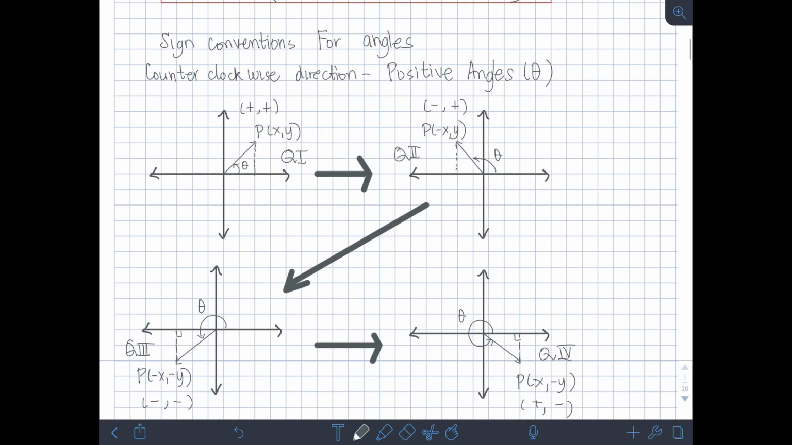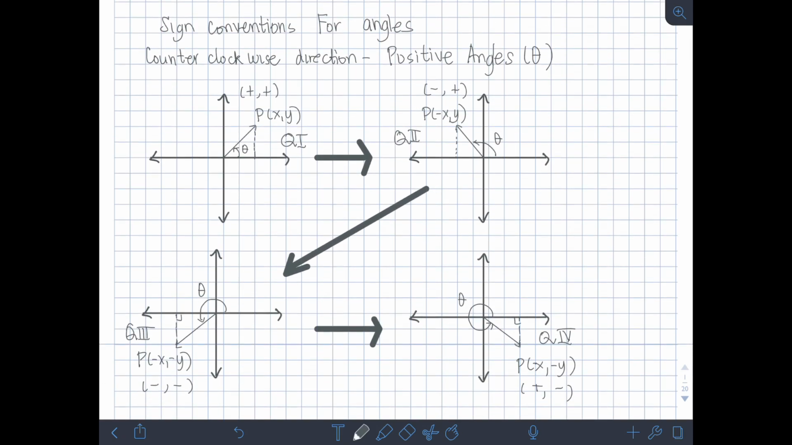So, ito yung sign conventions pala natin for angles. So, kapag magro-rotate tayo ng angle in counterclockwise direction, meaning pag ganun, positive yung angles na mabubuo natin. So, meron tayong positive theta. So, yung nauna kong example, di ba yung theta natin ay nasa quadrant 1? So, therefore, yung terminal point P natin, magkakaroon siya ng sign na positive x at positive y. At positive yung angle theta natin.